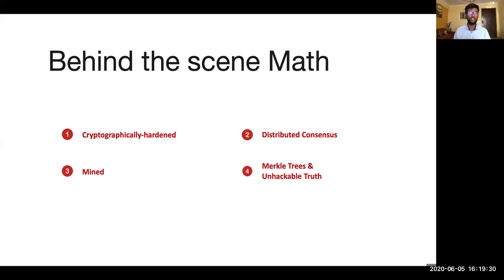There is more to what goes on behind the scenes in terms of mathematics when we are talking about blockchain. Blockchain is a very mathematical concept.